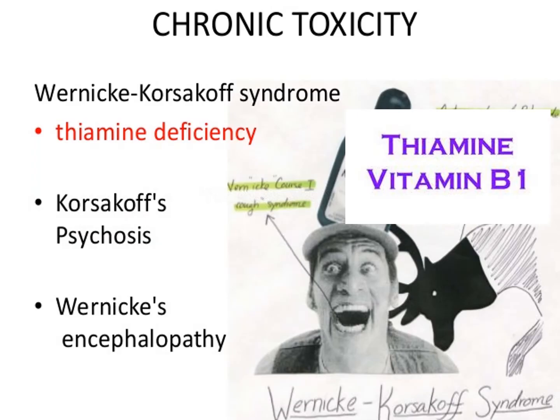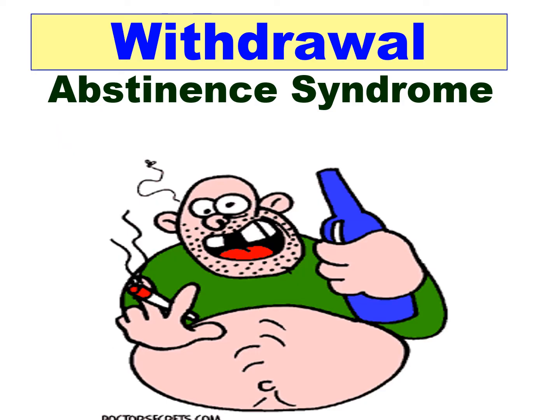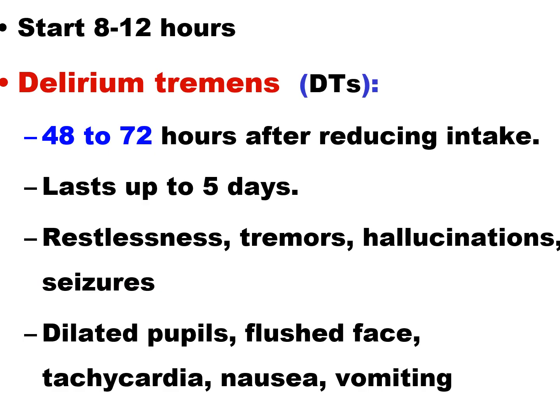Chronic alcoholism is characterized by different neurological manifestations known as Wernicke-Korsakoff syndrome due to thiamine deficiency or vitamin B1 deficiency, Korsakoff psychosis, and Wernicke's encephalopathy. Sudden withdrawal or stoppage leads to withdrawal syndrome or abstinence syndrome, which needs emergency treatment. These withdrawal manifestations occur within 8 to 12 hours of stoppage of alcohol ingestion.